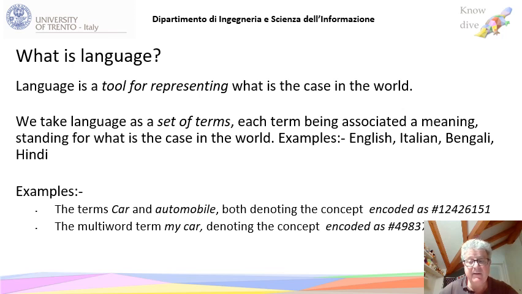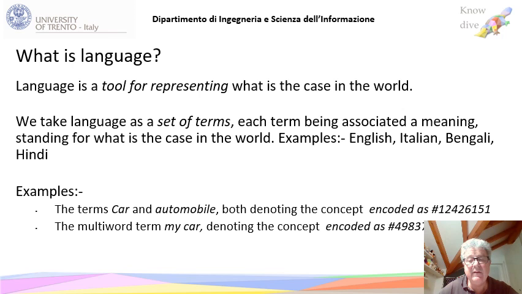But then we have these concepts that you can think of as codified in your brain, in your mind, or in the computer, and we need to express them in some language. So we can think of a language as a tool which allows us to communicate concepts. And I could take a language to be a set of terms. So for instance, the concept 124265151 is the concept which has the name car or the name automobile.